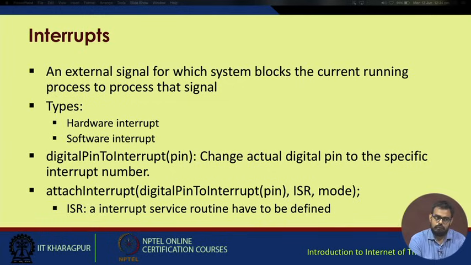For example, you have a button or a digital switch connected to an Arduino board. Whenever you are pressing that switch, your system will blink an LED. Otherwise, it will keep the LED off. So this may be partially considered as an interrupt. This will be an external interrupt.